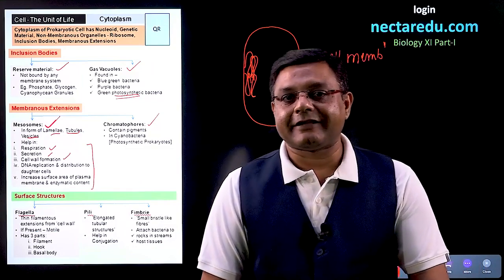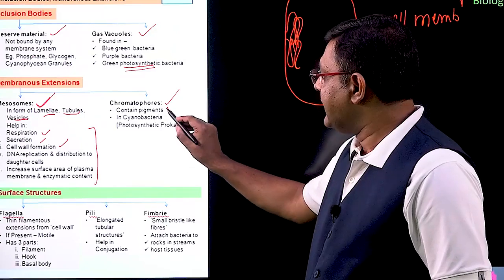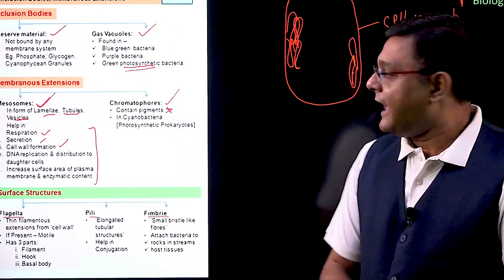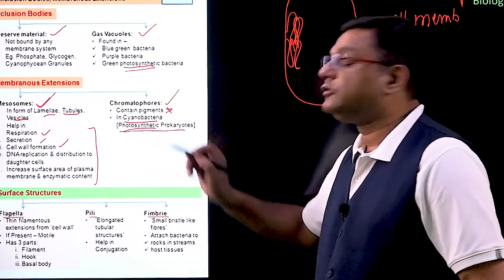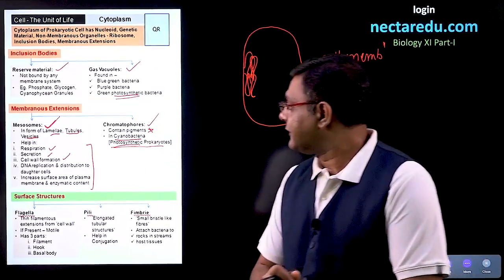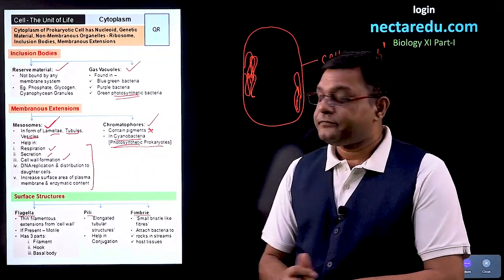The second membranous extension is chromatophores. Chromatophores have a single function, that these have pigments, and that is why these will be present in bacteria which do photosynthesis, that is the cyanobacteria. So these are the membranous extensions.